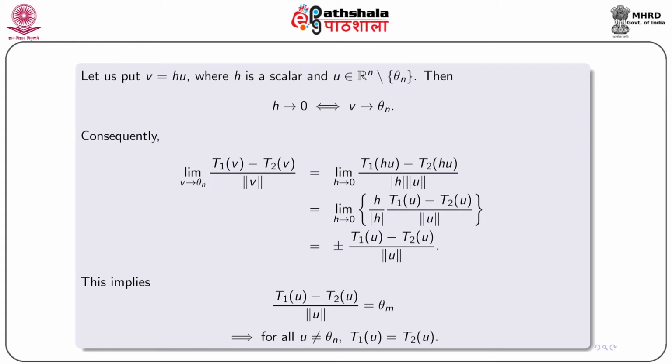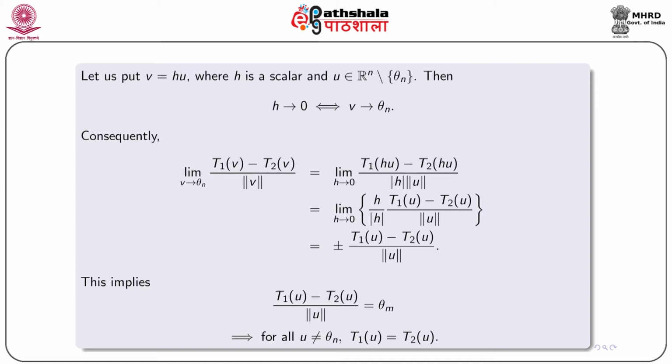Now, in the above we put v equal to h u, where h is a scalar and u is a non-zero vector in Rn. Then we can easily check that h tends to 0 if and only if v approaches the 0 vector in Rn. Consequently, the limit of T1 v minus T2 v by norm v as v approaches theta n equals limit h tending to 0 of T1 h u minus T2 h u by, now norm v is norm of h u, by the property of norm this is mod h norm u. Now, we apply the homogeneity property of T1 and T2. So, T1 h u we can write as h T1 u. So, we have limit h tending to 0 of h by mod h times T1 u minus T2 u by norm u.